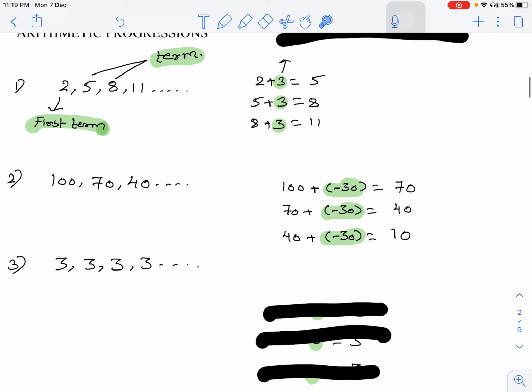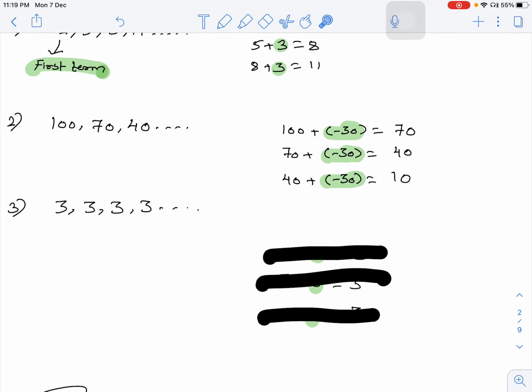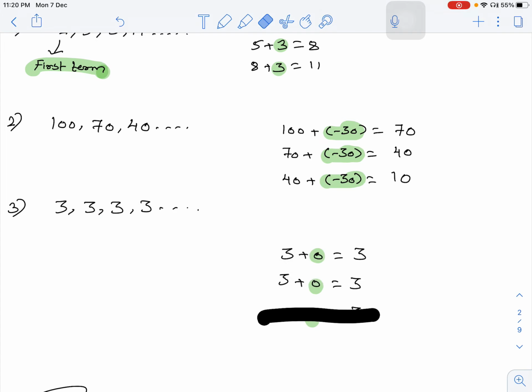Then now look at the next one. Now here we have 3, 3, 3 and so on. So how can we get the next term? What should we add to the previous term to get the same number as it is? So every time we go on adding 0. So here it can be seen that when 0 is added to the previous number, we get the result. So here everywhere the common number is 0.